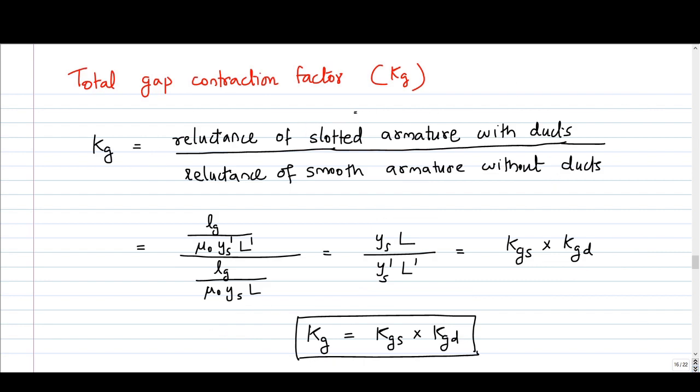Now we can define a total gap contraction factor, Kg. This is the ratio of the reluctance of the slotted armature with ducts to the reluctance of the smooth armature without ducts. For the slotted armature with ducts, what is the reluctance? Length of air gap divided by mu zero into ys dash, since it is slotted. If it was a smooth armature, it is simply ys. Since it is a slotted armature, it is ys dash. And since there are ducts present, it is L dash. So that is written here. Now for the smooth armature, this term will be ys, and since it is without ducts, it is L. If you cancel the LG and mu zero terms, you will get ys into L divided by ys dash into L dash.